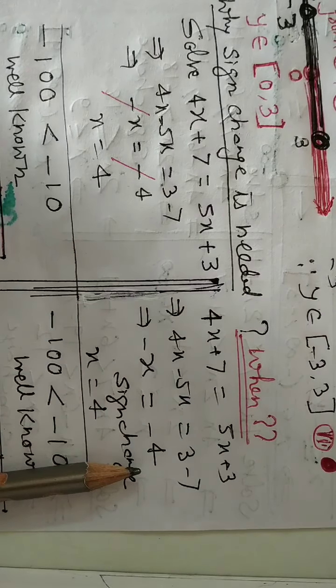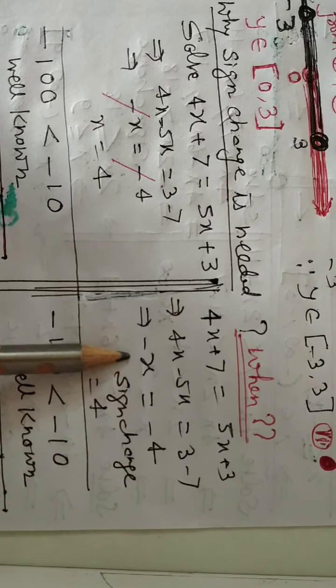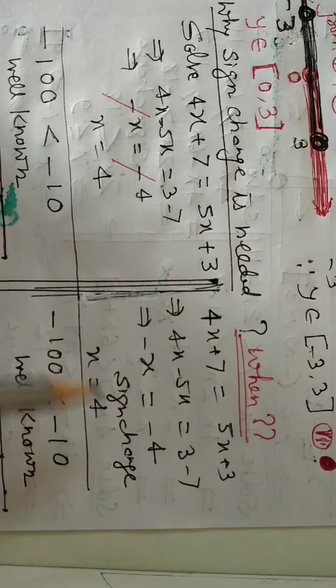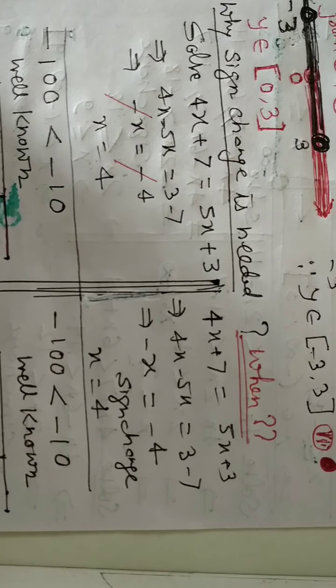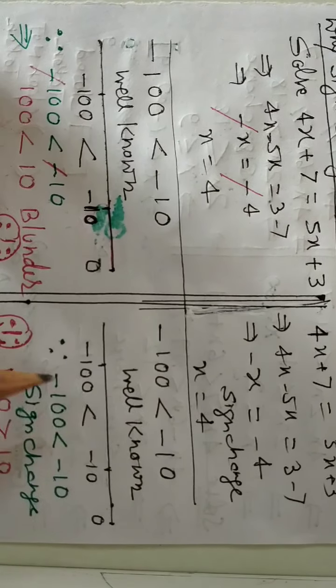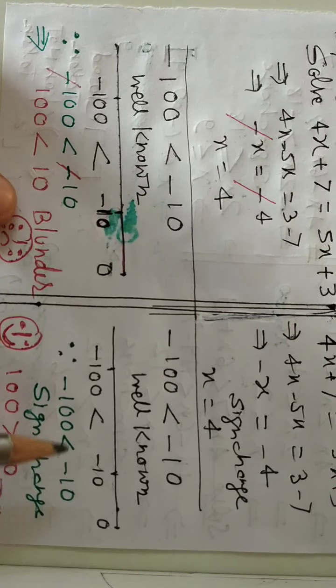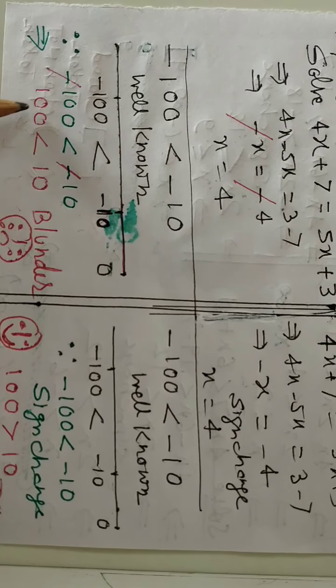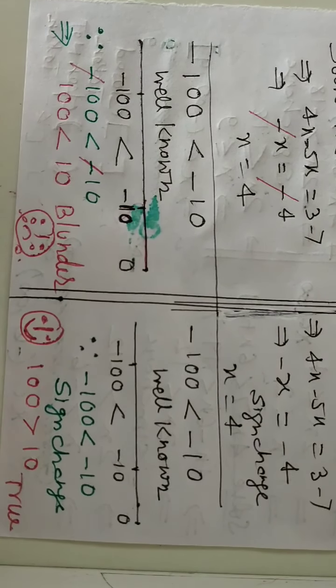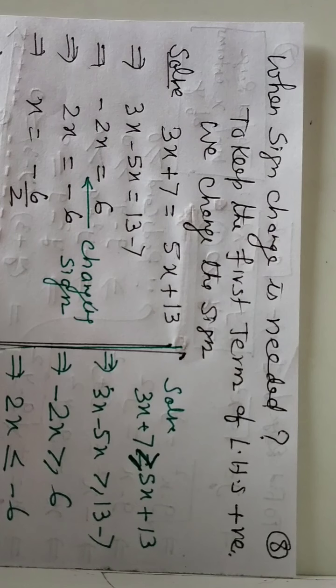Just follow the sign change scheme. Minus x becomes x, minus 4 becomes 4. So by the sign change rule we are getting x is equal to 4. Just see how the sign change will give the meaningful answer. Cancellation of minus minus from both sides gives a false answer, but by changing sign, this less becomes greater and we are getting a meaningful answer.